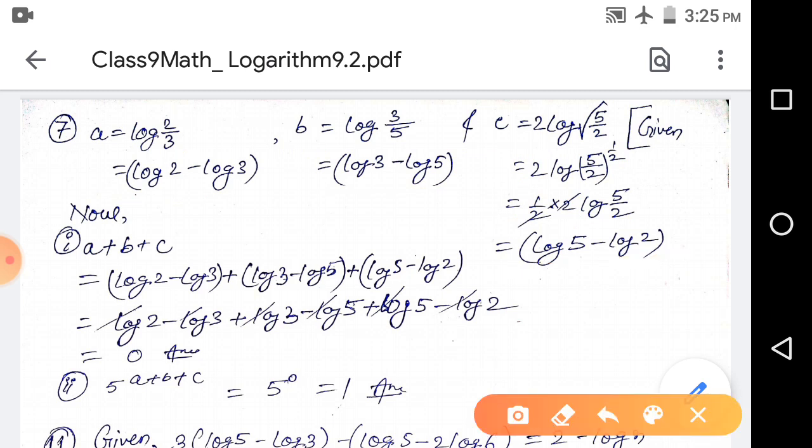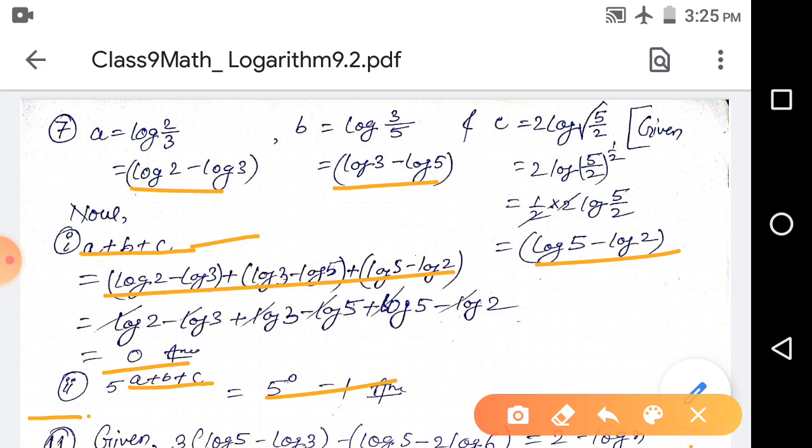Now we have to find a plus b plus c. We have the values of a, b and c, so directly put them in and solve. 0 is the answer. Now for the second one we have 5 to the power a plus b plus c. What we got for a plus b plus c is 0, so this is the answer.